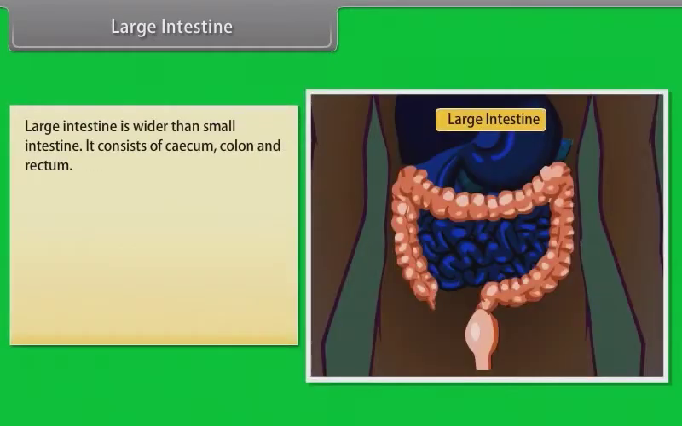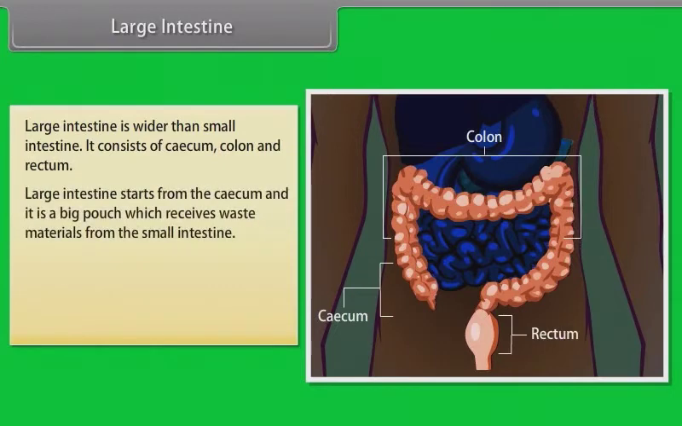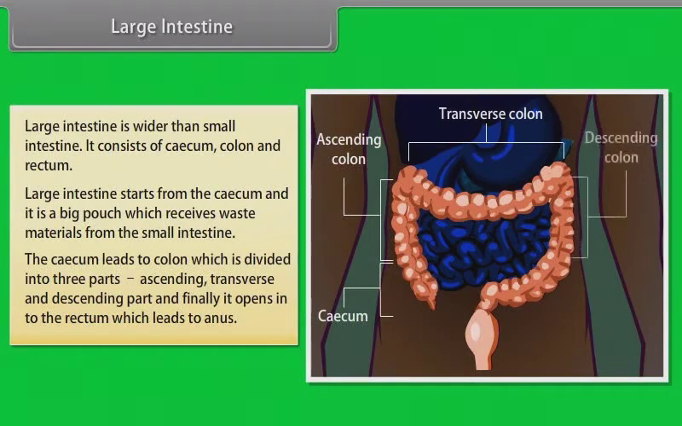Large intestine. The large intestine is wider than the small intestine. It consists of the caecum, colon and rectum. The large intestine starts from the caecum, a big pouch which receives waste materials from the small intestine. The caecum leads to the colon, which is divided into 3 parts: ascending, transverse and descending, and finally it opens into the rectum, which leads to the anus.